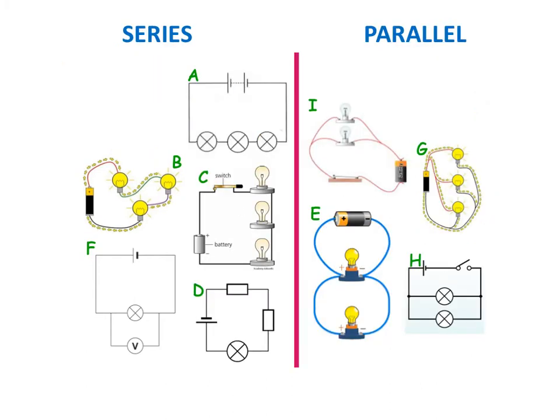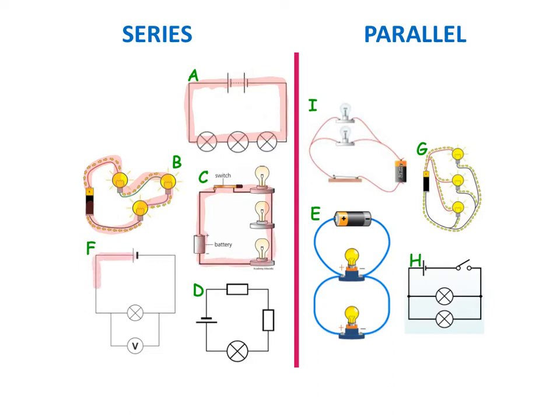So these are the answers. Just to confirm that the ones on the left are series, they should only have one loop, and if I just show those loops, show that there are no other options. So that's for A. For B, going round again, there are no possible other paths. C, again just one single loop.